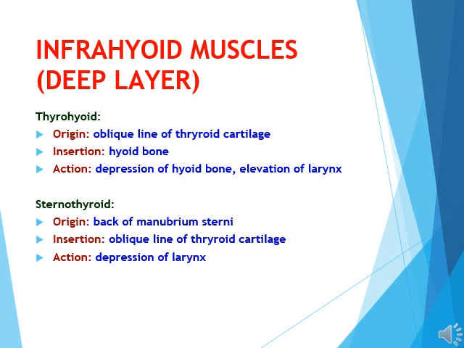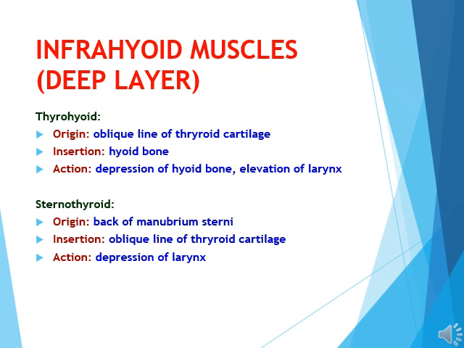So, having explored the superficial infrahyoid muscles, let's now descend into the deep layer where two shorter but functionally significant muscles reside, the thyrohyoid and sternothyroid. Let's begin with the thyrohyoid muscle. It originates from the oblique line of the thyroid cartilage and ascends to insert on the hyoid bone.